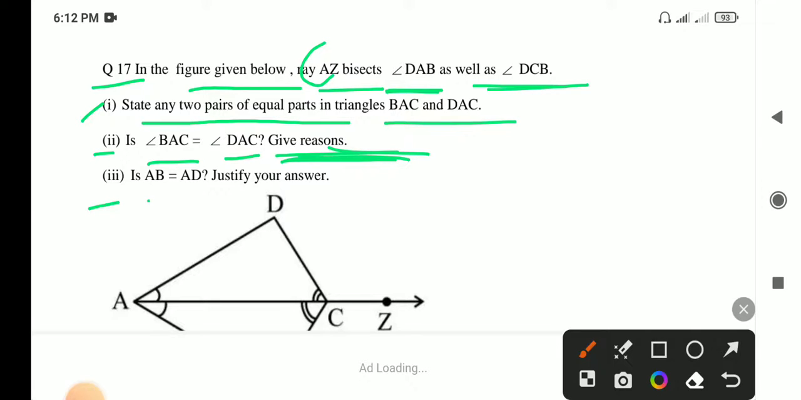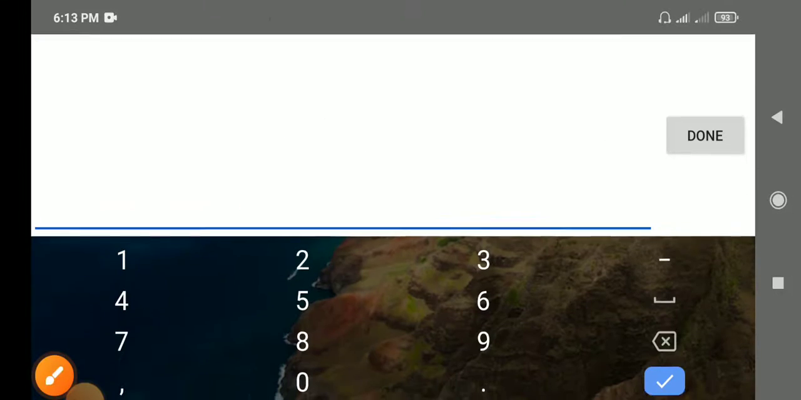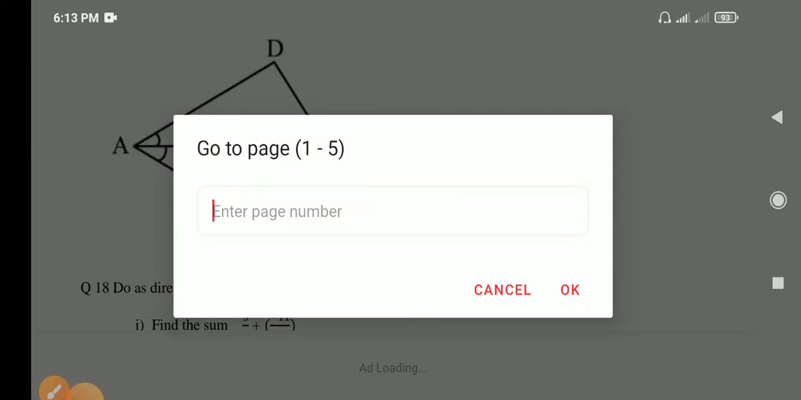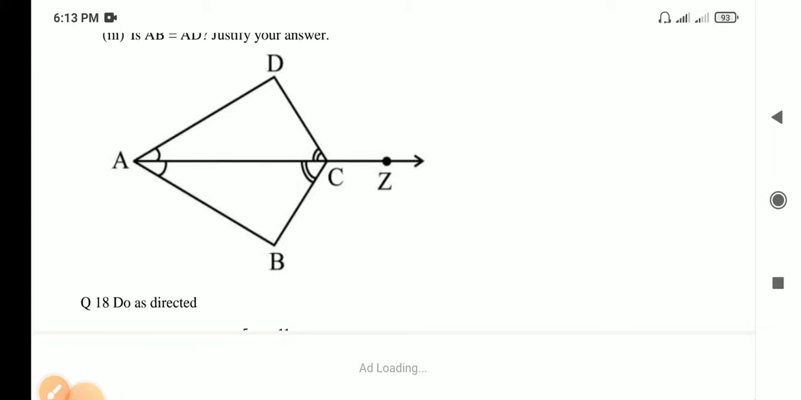In part 3, is AB equal to AD? Justify your answer. If yes, why? If no, why? You have to justify your reasons. That means you have to explain this enough that it will be clear to the examiner. Okay, now this is the figure of question 17.